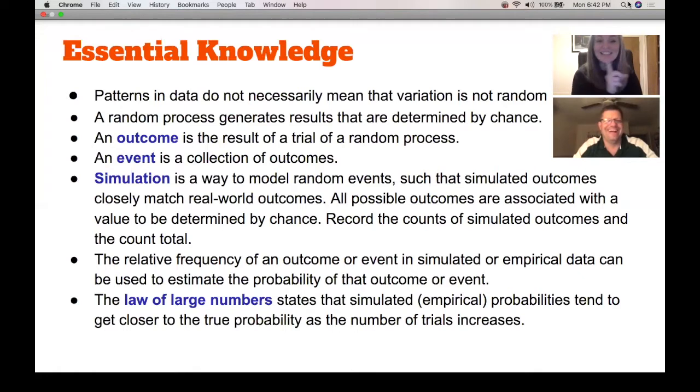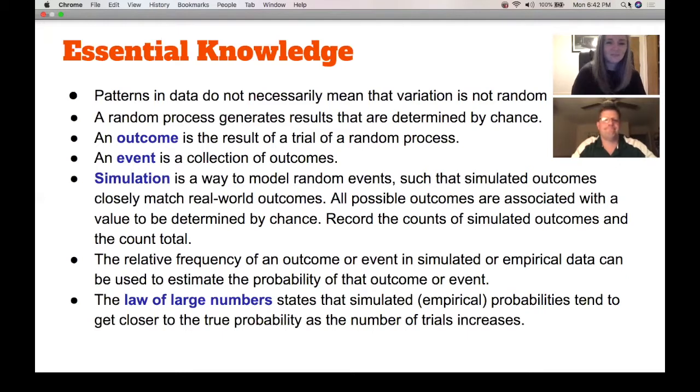An event is a collection of outcomes. So, like, a bunch of things that happen if I do something over and over again. Oh, okay. Yeah. A simulation is a way to model random events, such that simulated outcomes closely match real-world outcomes. Like, sometimes I really can't do things, so we use computers to fake it and approximate it.